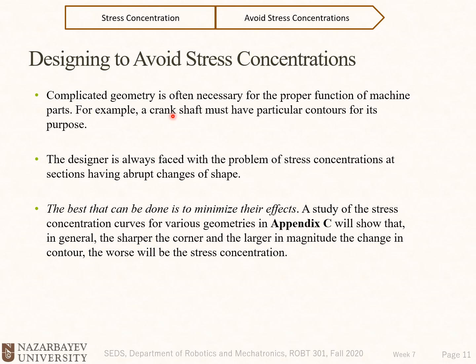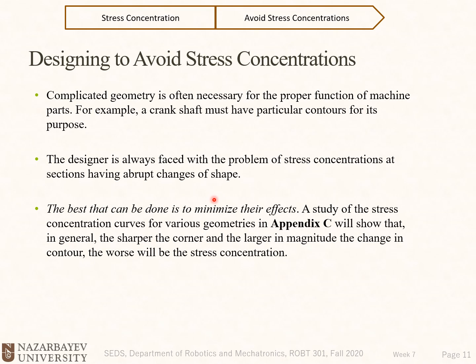Complicated geometry is often necessary for the proper function of machine parts. For example, a crankshaft must have particular contours for its purpose. The designer is always faced with the problem of stress concentration at sections having abrupt changes of shape. The best that can be done is to minimize their effects. So we need to minimize the effect of stress concentration.